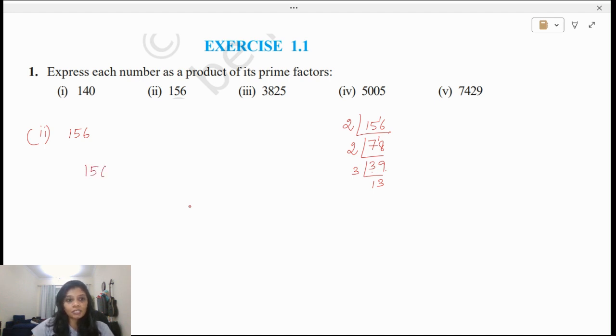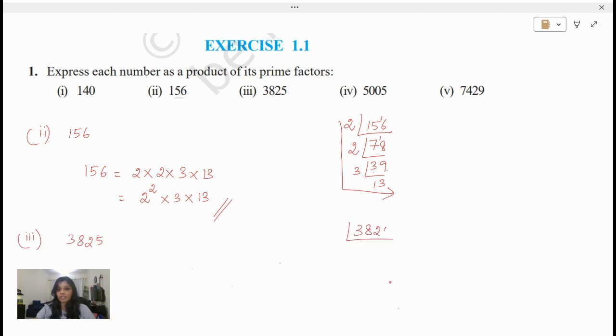So I can express 156 as the product of primes, which is 2 times 2 times 3 times 13, isn't it? So what is 2 times 2? 2 is repeated 2 times, so I am writing it in terms of exponent: 2 square times 3 times 13. So, understood? Any composite number can be written as a product of primes. So, that's what my question is.